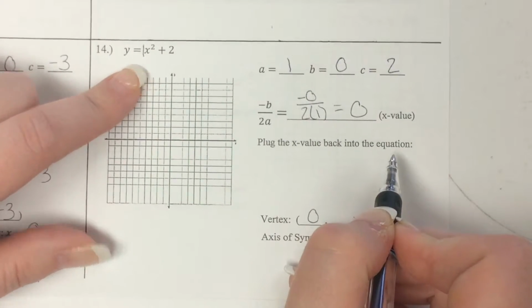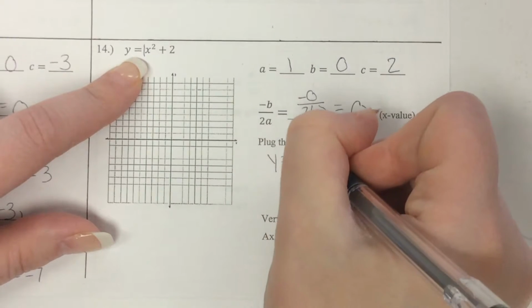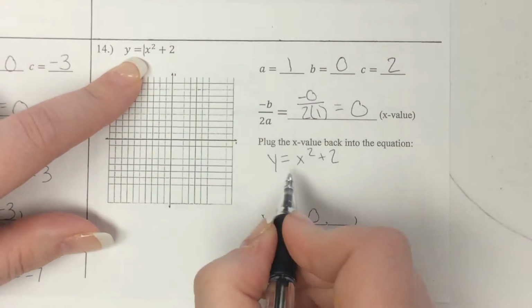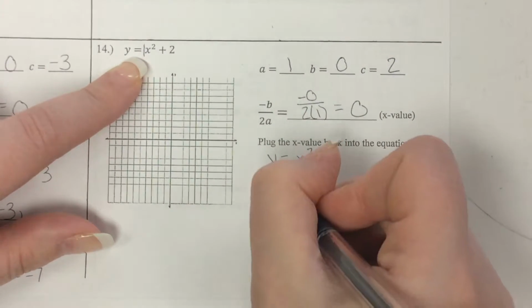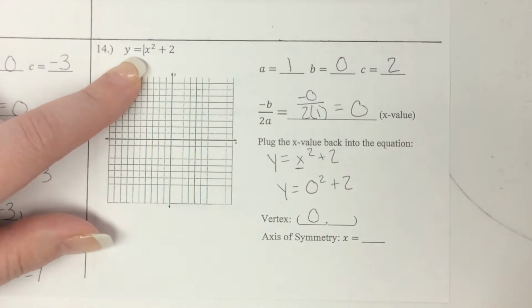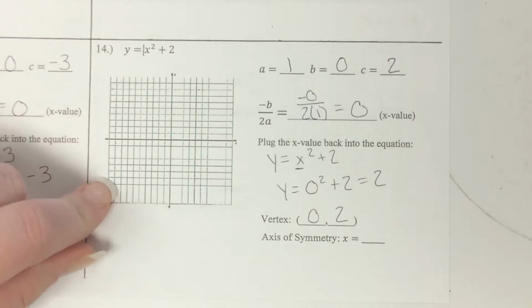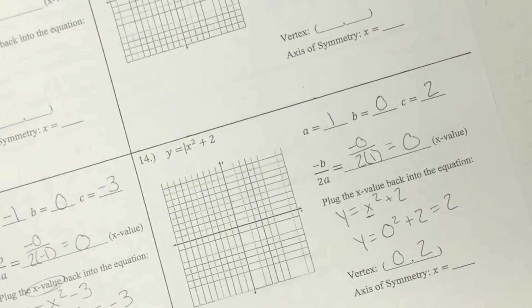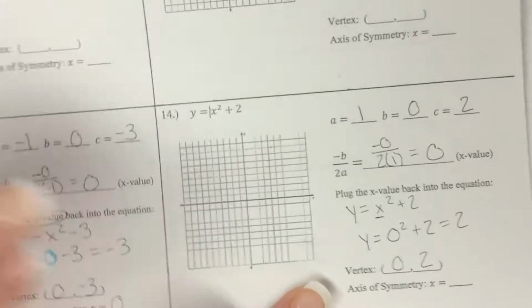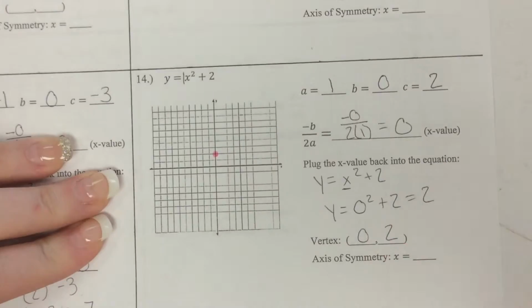Plug it back into the equation to figure out what y is. So y equals x squared plus 2. Plug 0 in where x is. So y equals 0 squared plus 2. 0 squared is 0. Add 2 is 2. Okay. So our vertex is going to be at 0, 2. 0 and up 2. So right here is the vertex.